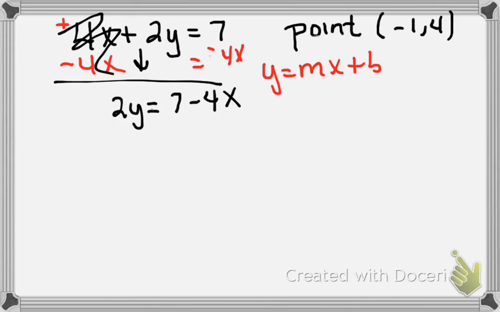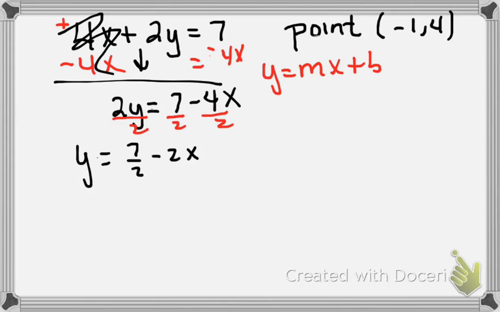Now I've got to divide both sides by 2. When I do, y equals 7/2 minus 2x. Alright. Well, I know what my slope is.